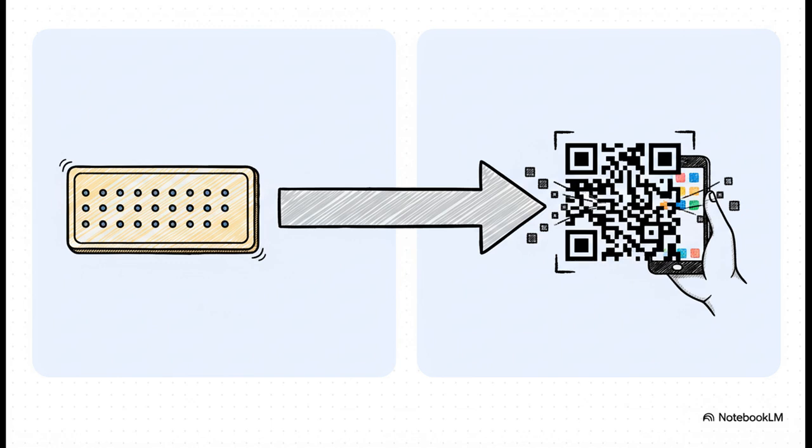I mean, early computers used things like punched cards, where every single piece of data had to be physically punched into a piece of paper. Now, a QR code reader on your phone can just glance at a little square and instantly pull up a massive website. It's an absolutely incredible leap in a pretty short amount of time.